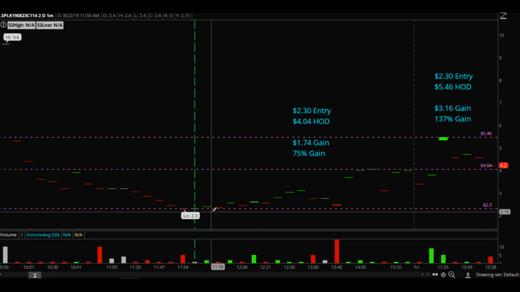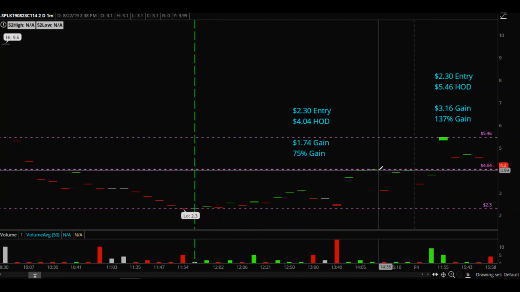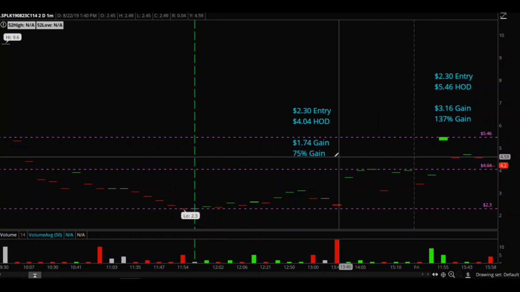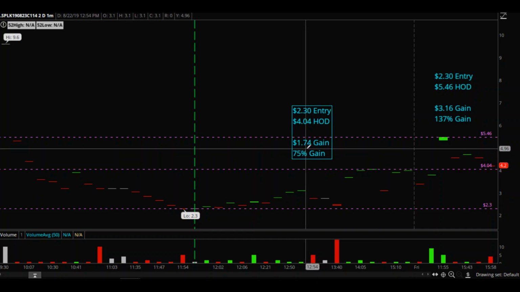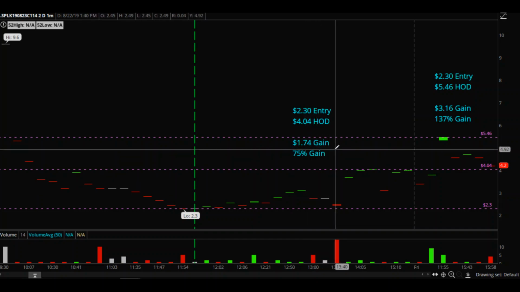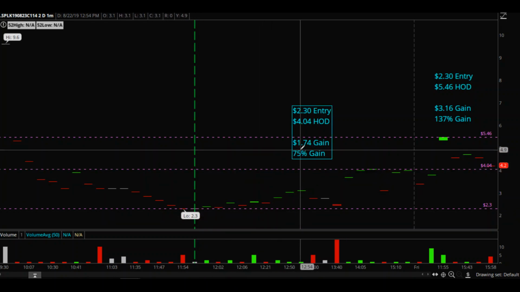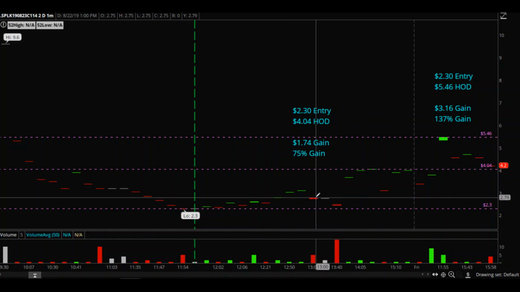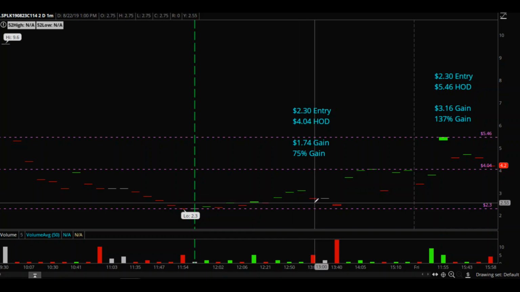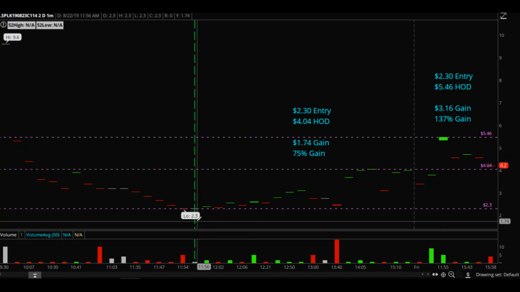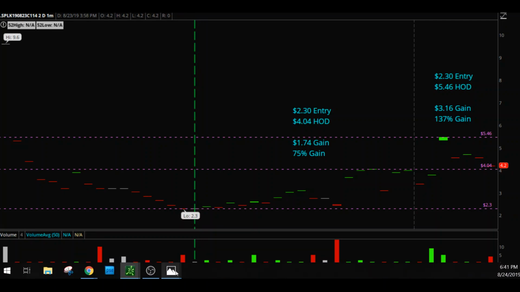So again, $2.30 entry. If we sold it up here, HOD, that is a 75% gain or $174. For a small account, single contract, $230 generates a $174 gain. Even if we close it down here, we're still making money, 20% gain. If you panic sold on that first drop, that's a 20% gain in one day. For a small account, that is awesome.